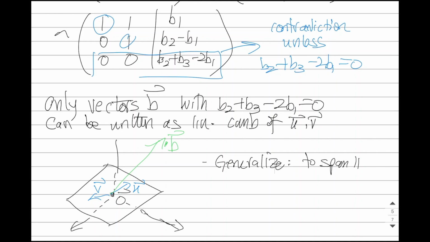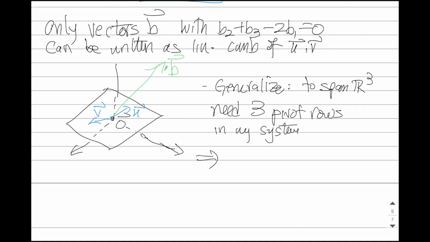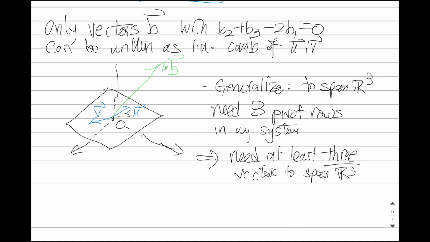If you want to span R3, I'm going to need 3 pivot rows in my system. If I take a number of vectors and I want to put them together, 2 vectors, that's not going to cut it. I need at least 3 vectors to span R3. I'm going to need 3 pivot rows. I said at least 3. I could have more. If I don't have 3 vectors, I can't do it.